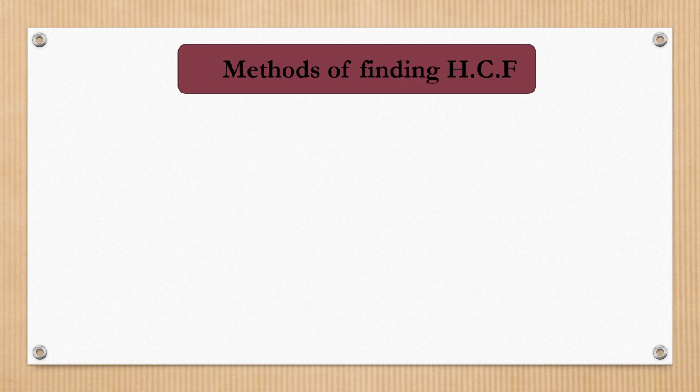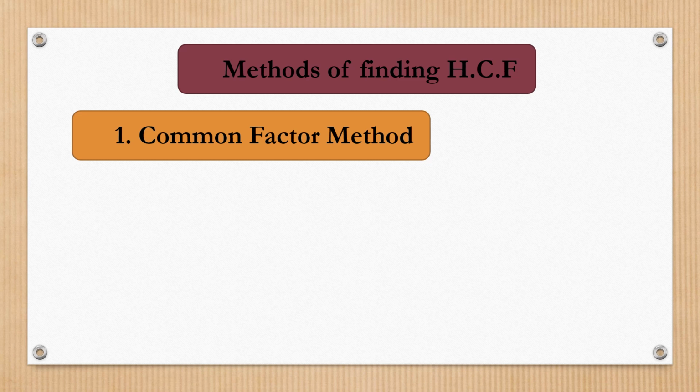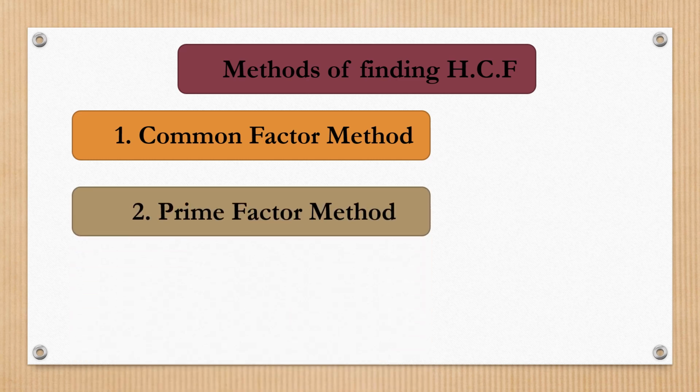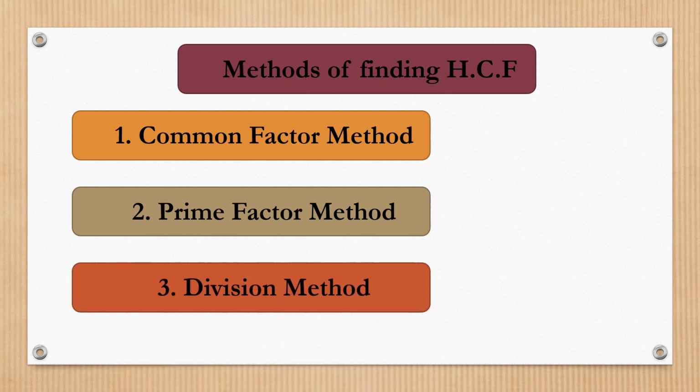Now let's learn the methods of finding HCF. For finding the HCF of two or more given numbers, there are three methods. The first one is the common factor method. The second is the prime factor method, and number 3 is the division method. So remember the three methods: common factor method, prime factor method and the division method.